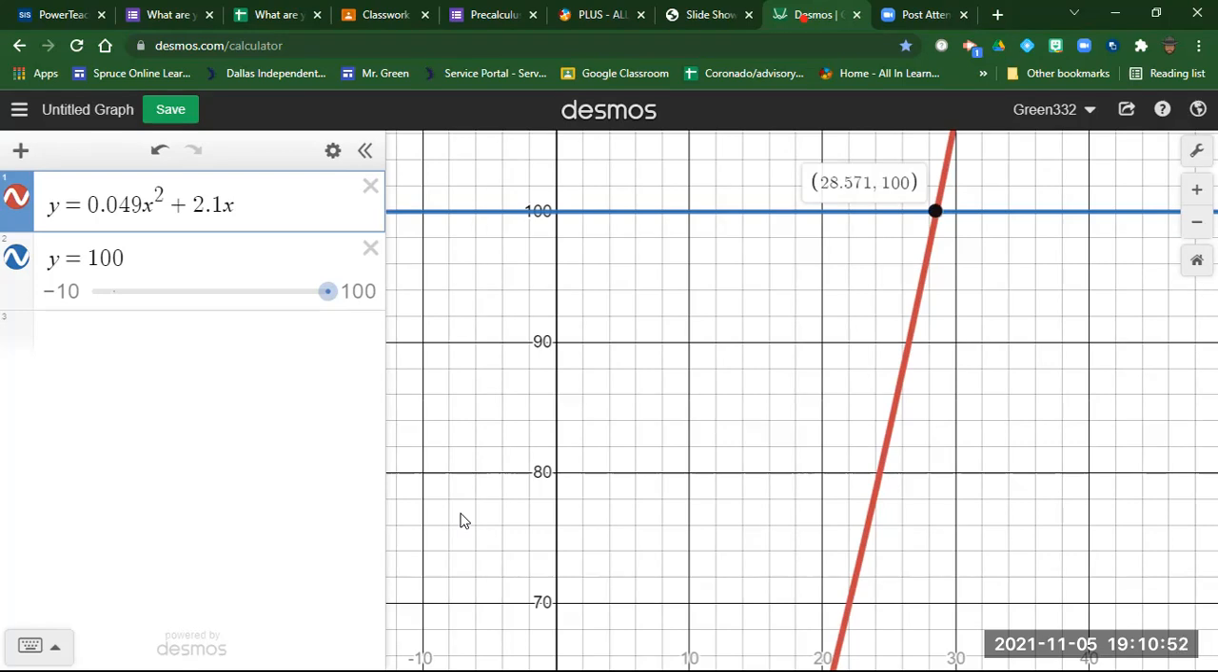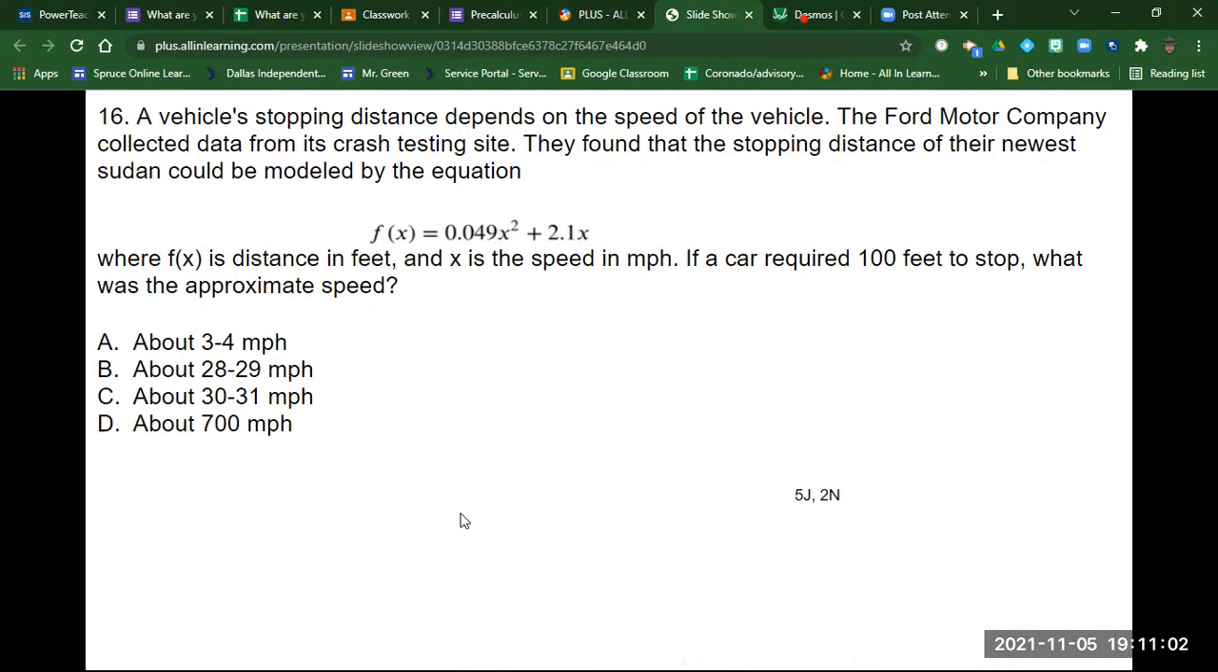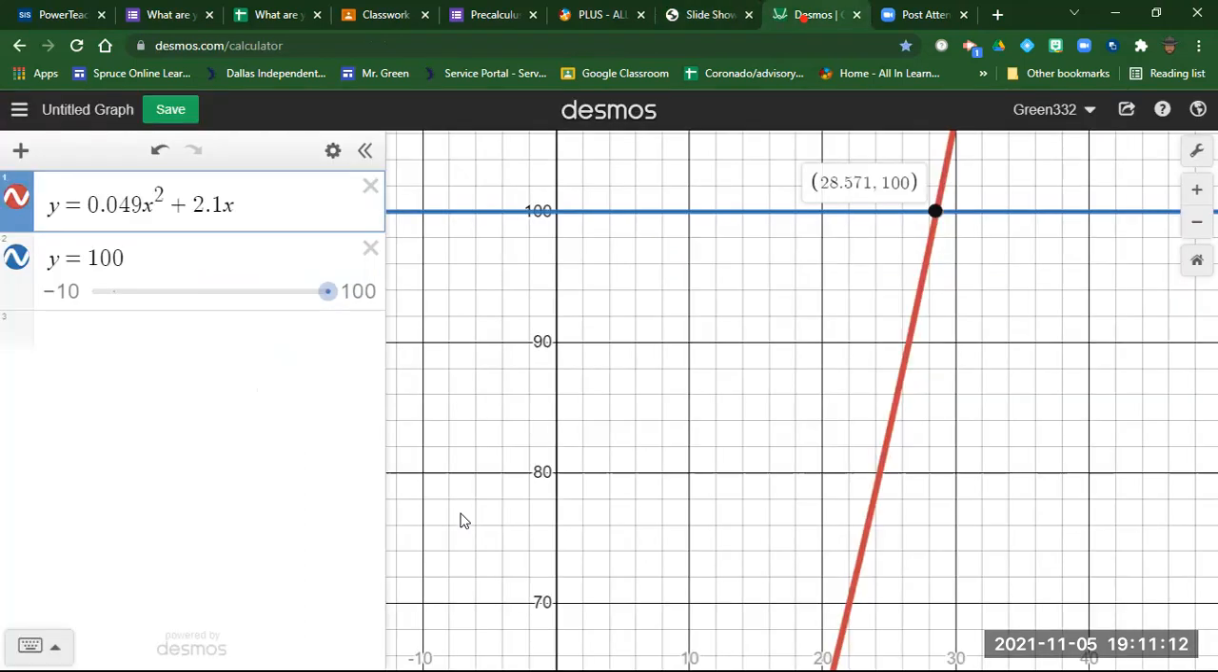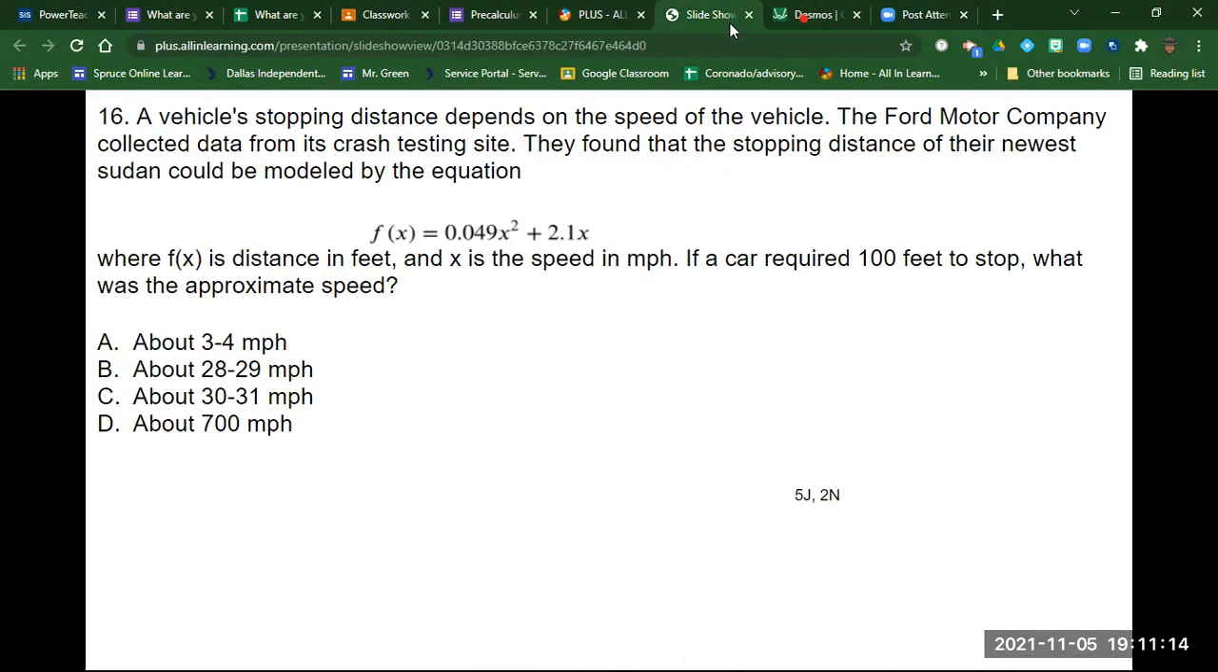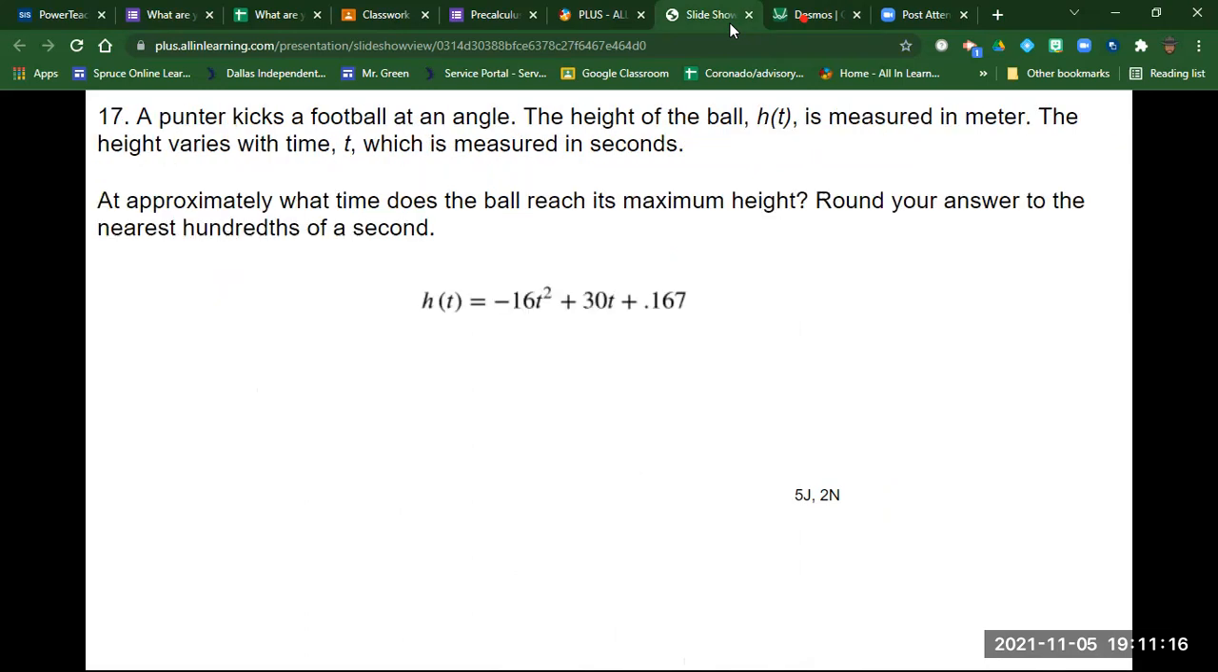All right, so since x is the speed, this car was going almost 29 miles per hour. So the correct answer here is B. B is the correct answer to number 16. I think the key might say something. Correct answer is B. And this is the reason why. Okay? All right, let's keep going.